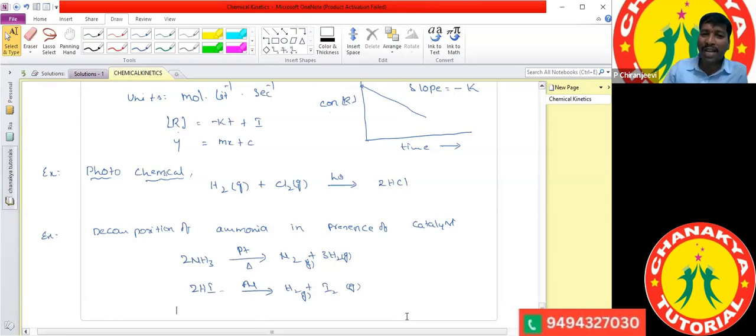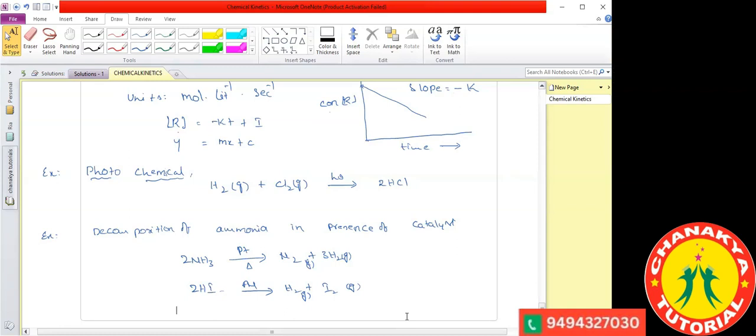Based on examples, they also ask questions. That's why I'm giving the examples. They'll give some four reactions, and in that you have to find out which one is the zero order reaction and which one is the first order reaction. Got the point or not? Yes, sir.